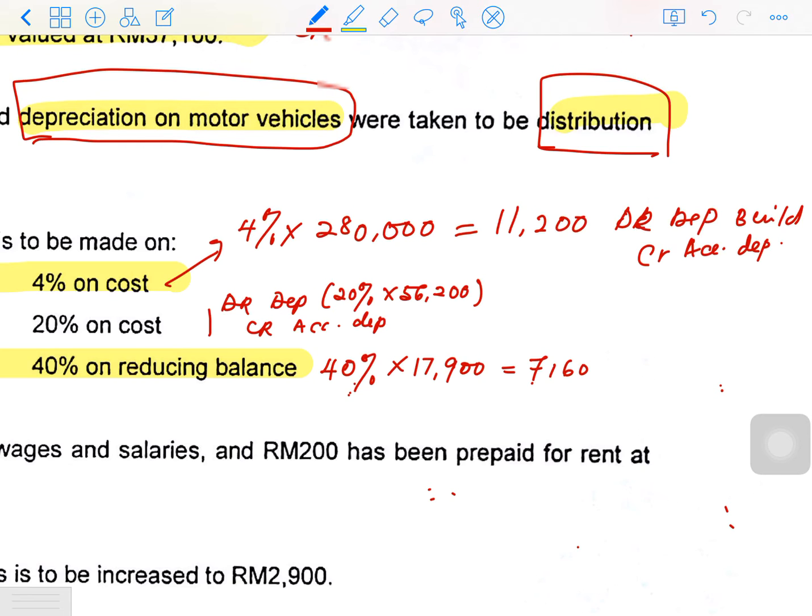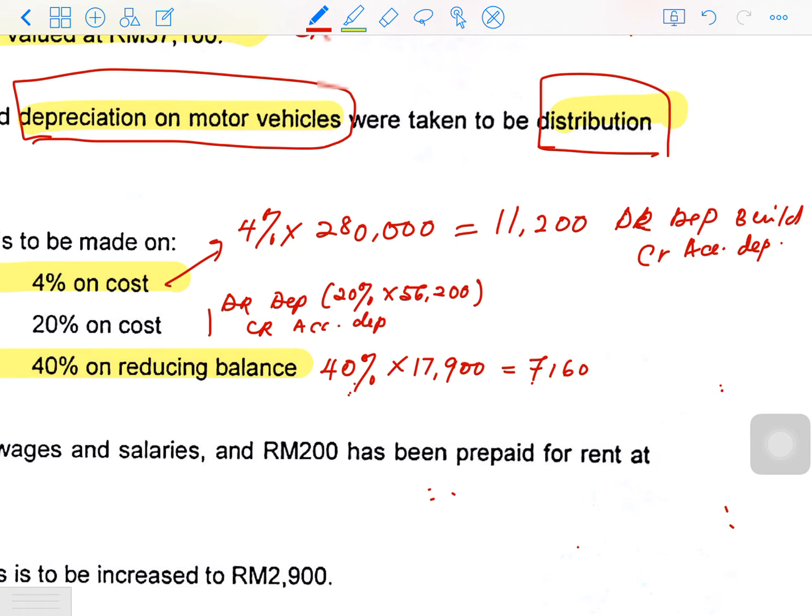So depreciation for furniture and fittings, what category should we put it in as expenses? Furniture and fittings should be inside the administrative expense. Administrative expense 7,160, and credit accumulated depreciation, furniture and fittings.